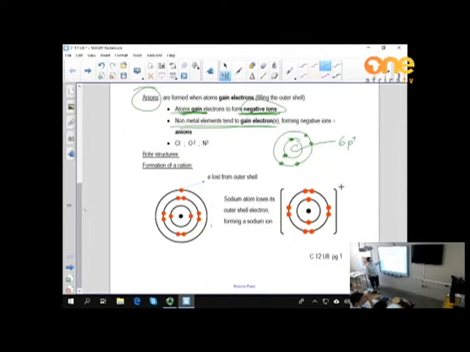Here we have the Bohr structure showing how sodium will lose its outer shell electron. When it has lost this electron, remember the whole atom overall gains a positive charge. You don't always have to put it into brackets. We usually just draw it over here with a positive charge. All right.